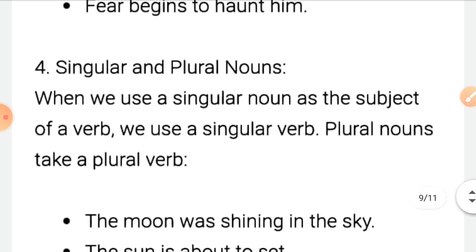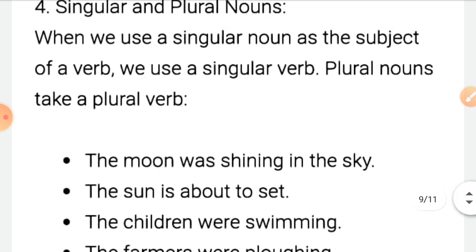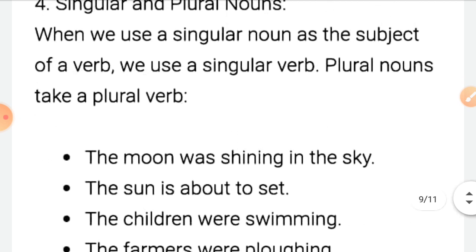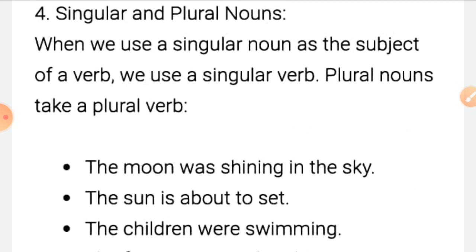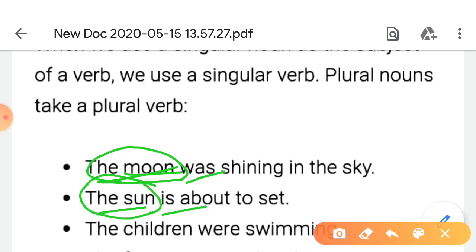Next is singular and plural nouns. When we use a singular noun as a subject of a verb, we use a singular verb. Singular nouns are the moon, the sun. So the moon and the sun, these two are singular nouns, and the singular noun is taking a singular verb. Which is the singular noun? The moon. Which is the singular verb? Was. Which is the singular noun? The sun. Which is the singular verb? Is. So the moon is a singular subject, and this is a singular verb.